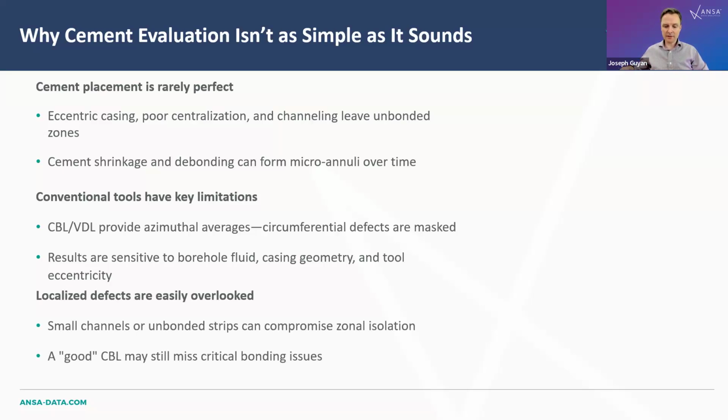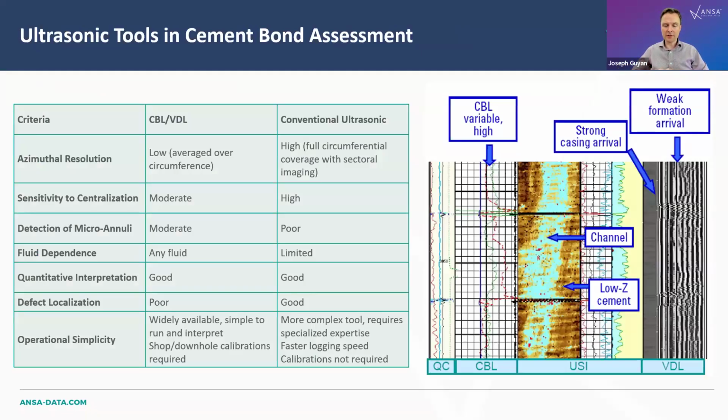So we're going to add something else to our toolbox, which is ultrasonic inspection methods. So these tools emit high-frequency pulses and measure the reflected signal at the casing-cement interface. What's different here is the ability to scan the full circumference of the casing using a rotating sensor of some sort. The result is a radial map. Now, Faris will be talking about this in great detail shortly.